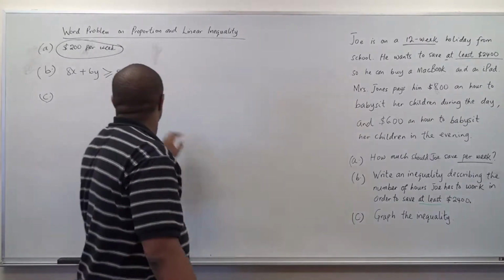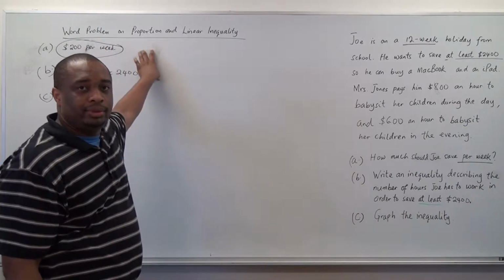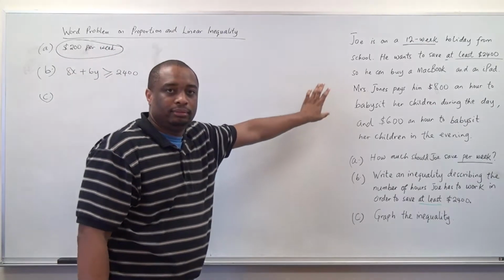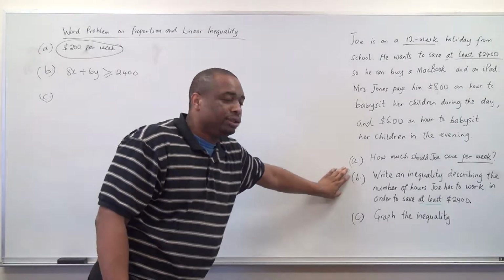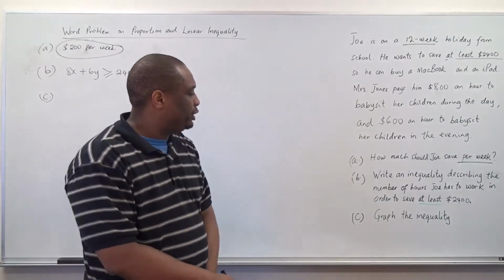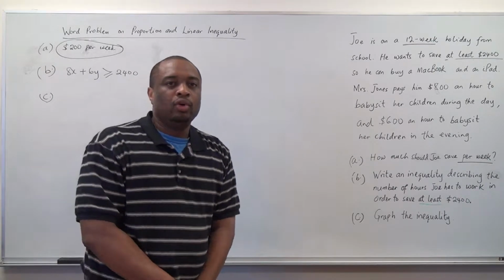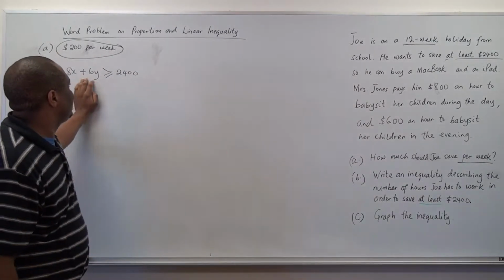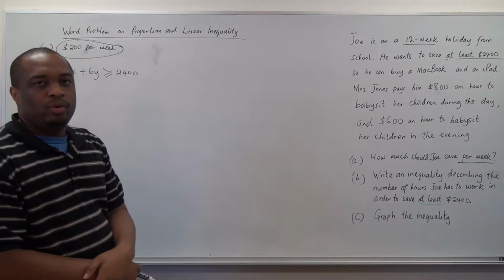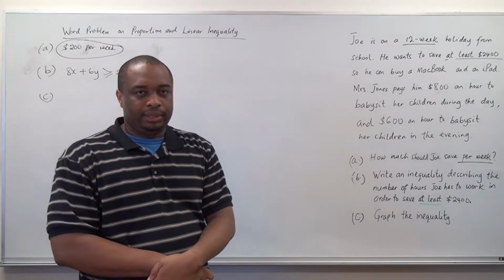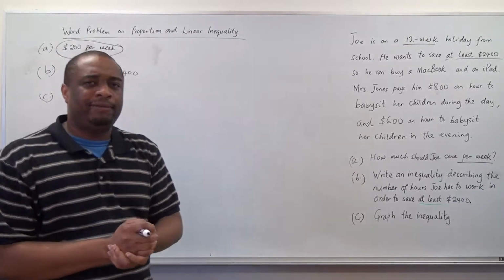We've done the previous two sub-questions. Now we are going to look at graphing the inequality. So we are going to graph this: 8x plus 6y greater than or equal to 2400. And how do we graph it?